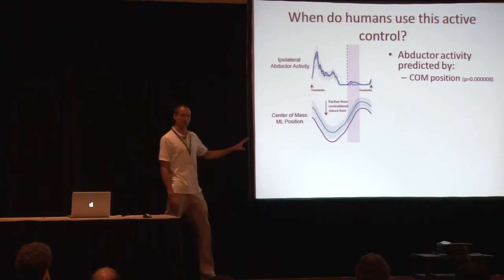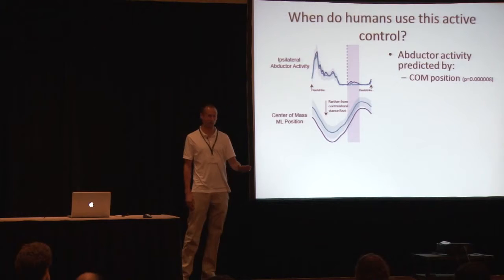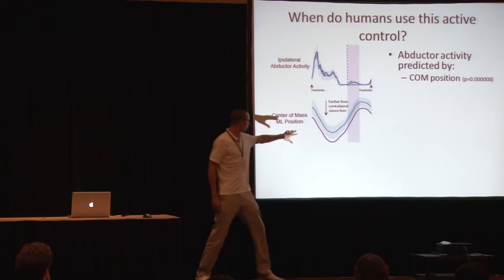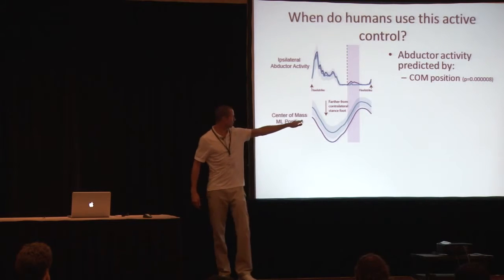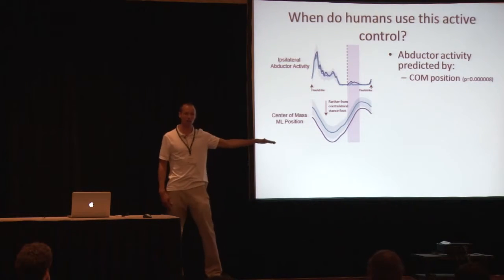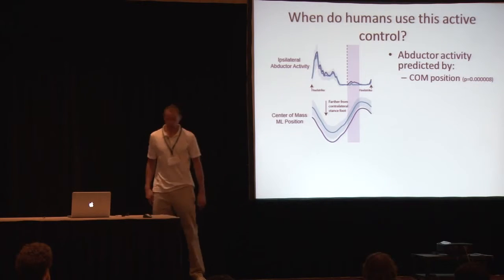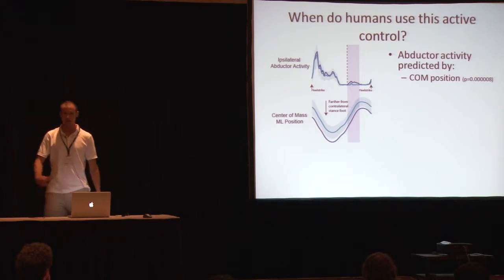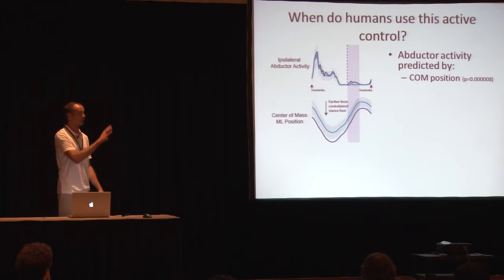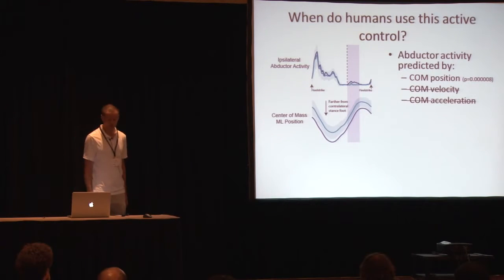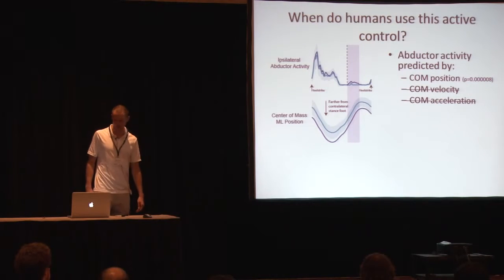And the one thing we saw that was the best predictor of what was going to happen next is where the center of mass was relative to the stance leg. So what's shown here, the blue line is just a trace of the center of mass, and if it's further down, it means it's farther away from the stance foot, so the opposite side. And center of mass position was a really good predictor in all our subjects of whether or not they were going to activate the gluteus medius.